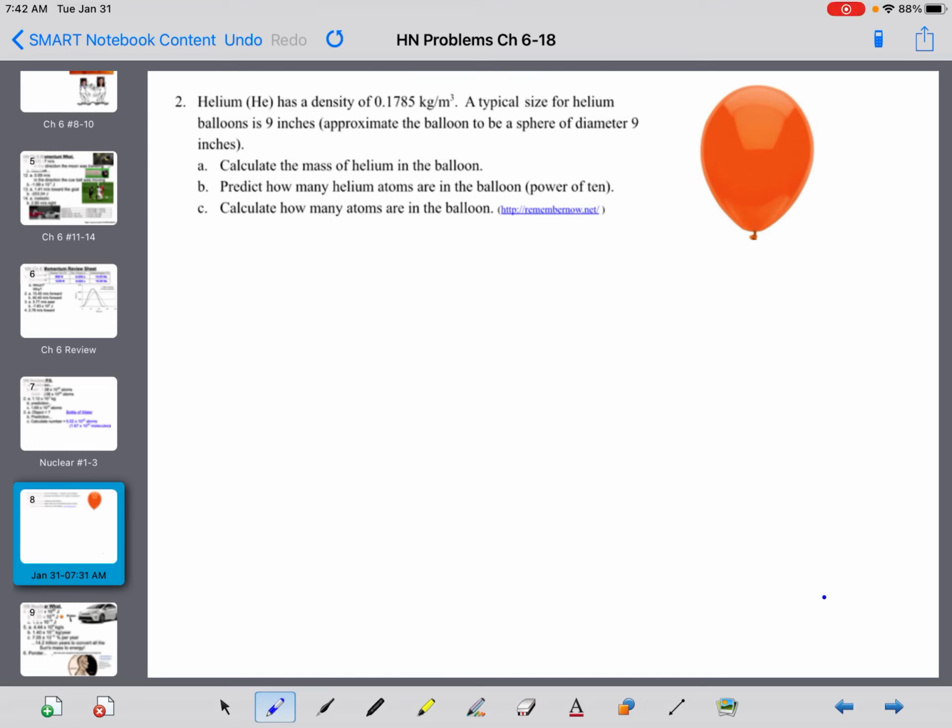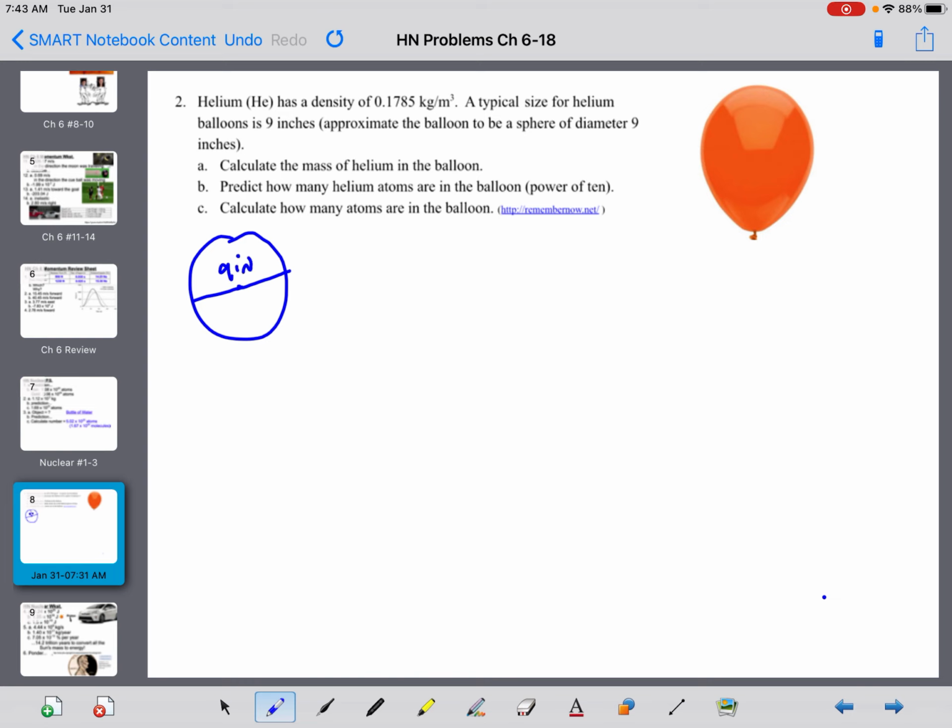Problem number 2 on the nuclear problem set. We have the substance of helium, which has a density of 0.1785 kilograms per cubic meter. We have a typical helium balloon, 9 inches. Approximate the balloon to be a sphere of diameter 9 inches. So here is our spherical balloon, and the diameter all the way across there, 9 inches.